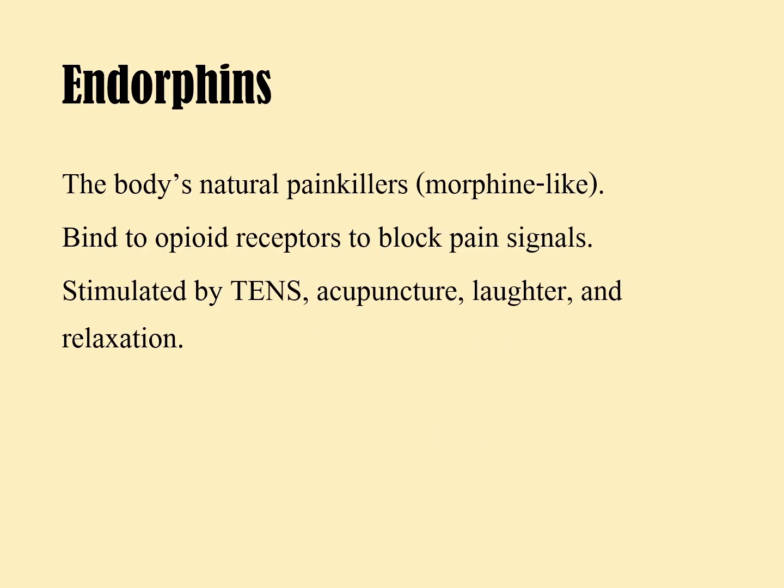Endorphins. Our bodies have a built-in pharmacy. Endorphins are natural, morphine-like substances that bind to opioid receptors in the brain to block pain. As nurses, we can trigger the release of these chemicals through non-pharmacological techniques such as TENS units, acupuncture, relaxation exercises, and even laughter.